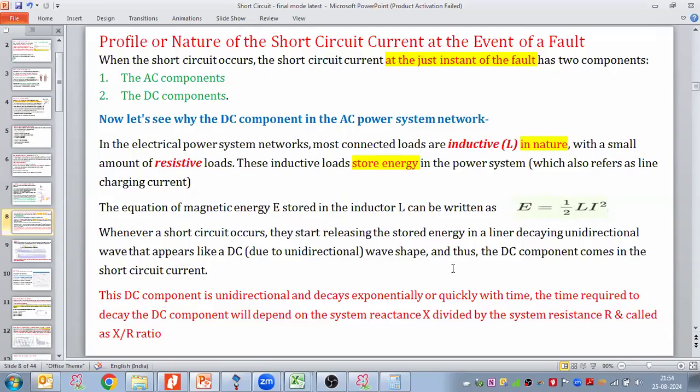So this is the reason we say that at the event of a short circuit, the short circuit current has the AC component plus the DC component. Am I clear?